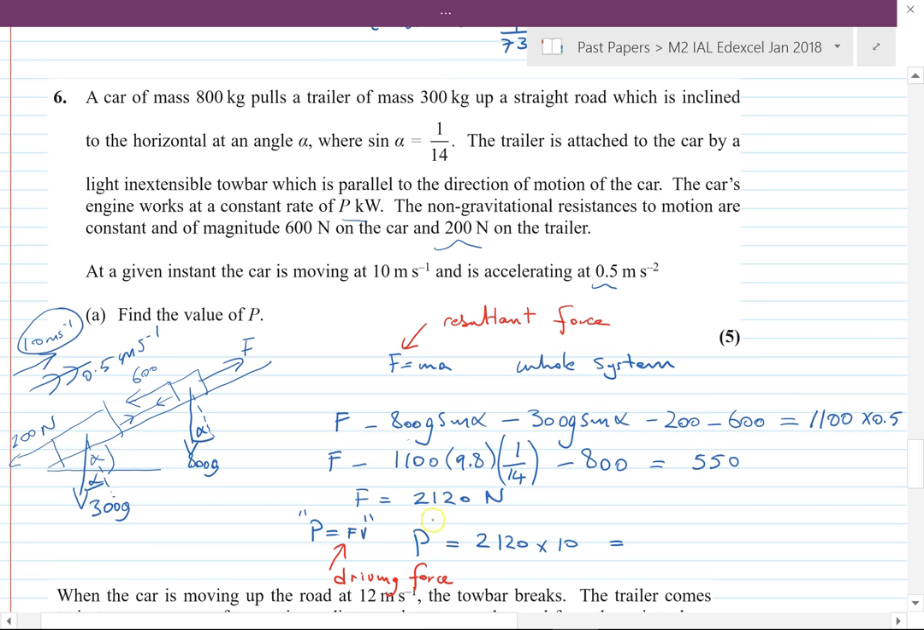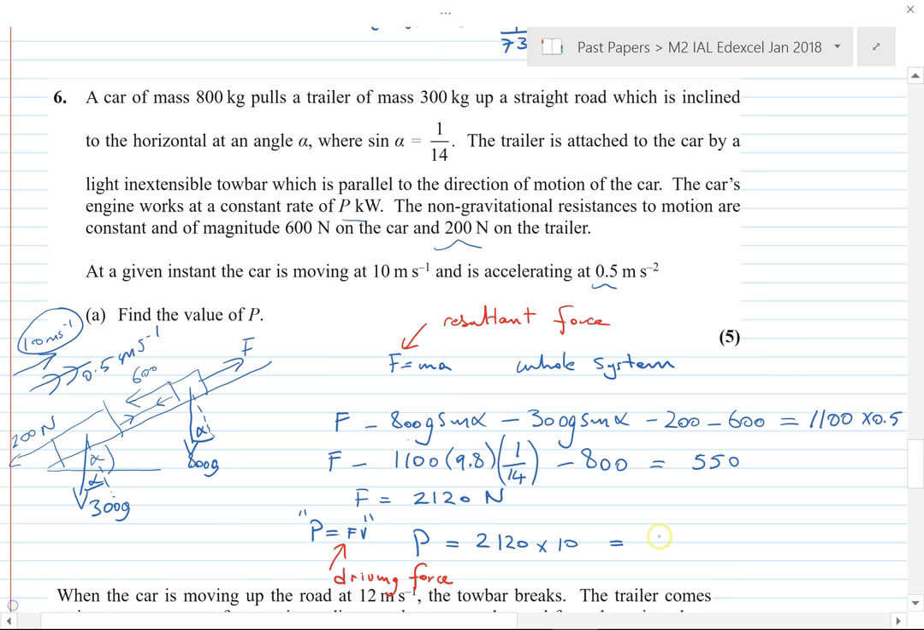So we know the driving force is 2120 newtons. So that gives me 21200 watts. Now, it says that P is in kilowatts, so we better convert our units to kilowatts. So P is equal to 21200 divided by 1,000, which is 21.2 kilowatts, so that we make sure we don't get penalized on incorrect units or scales of units. Okay, so that's part A.